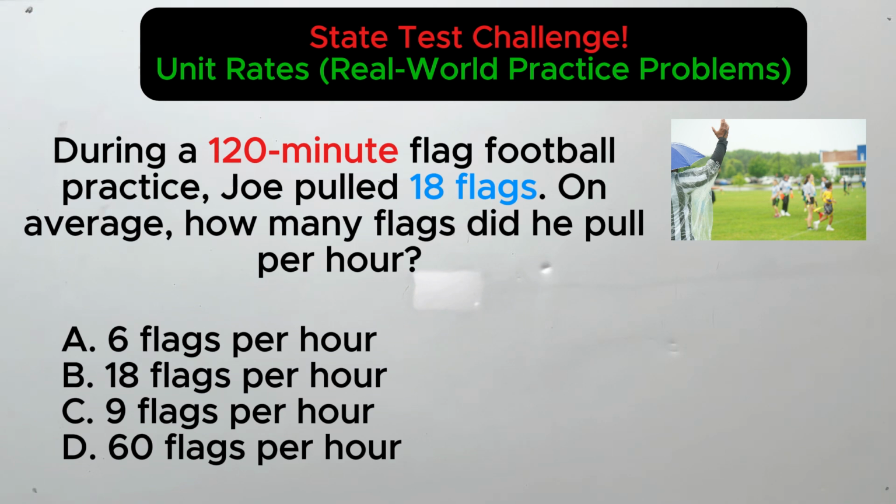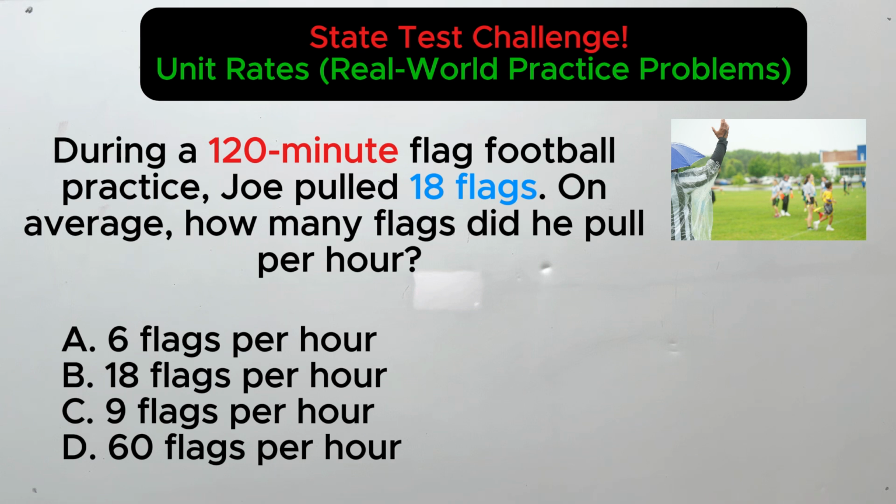Our second challenge problem is: during a 120 minutes flag football practice, Joe pulled 18 flags. On average, how many flags did he pull per hour? A is 6 flags per hour, B 18 flags per hour, C 9 flags per hour, or D 60 flags per hour. Let's figure it out together here.